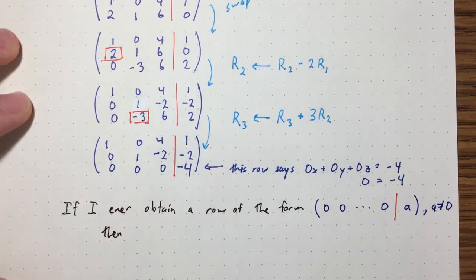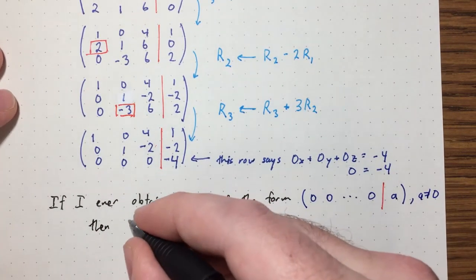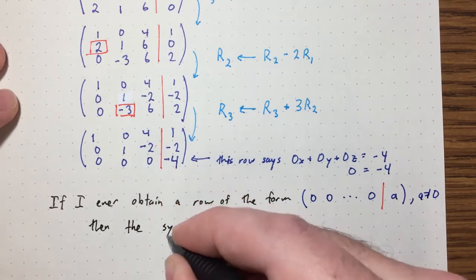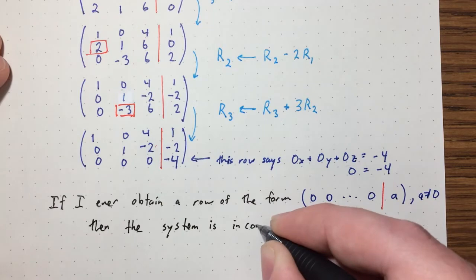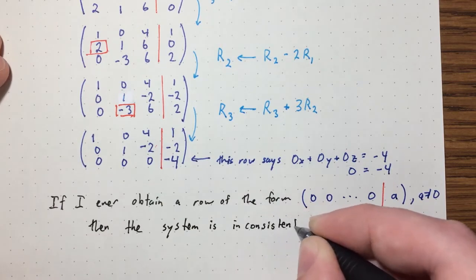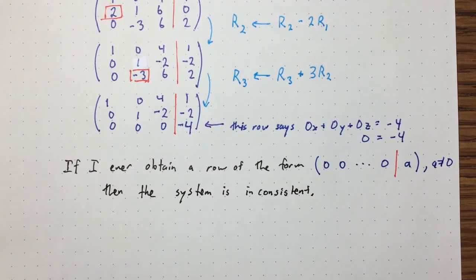Then, what can we say? Then automatically the system is inconsistent. Okay, great. So that's how we can tell.